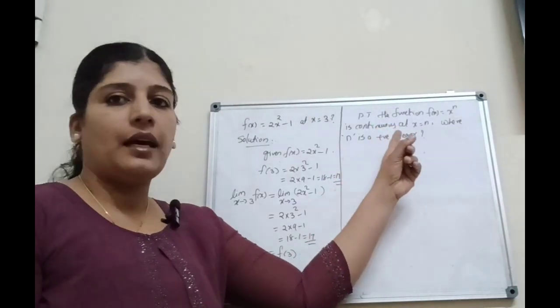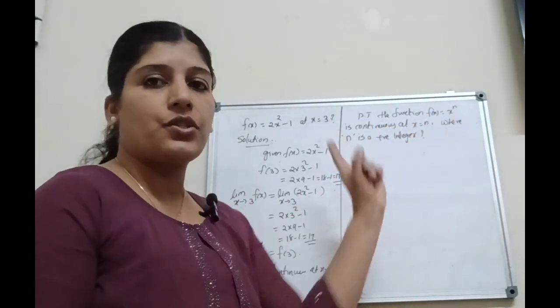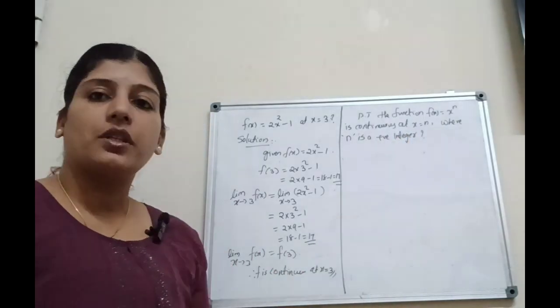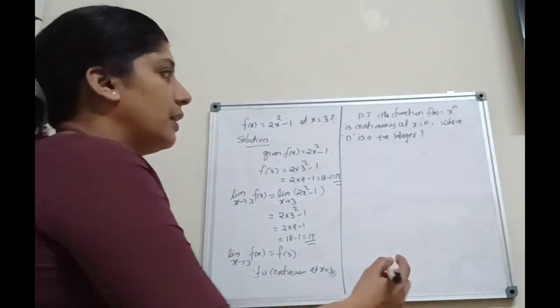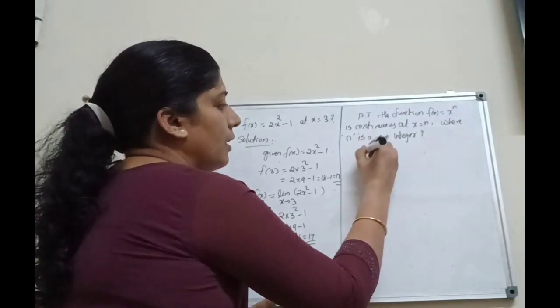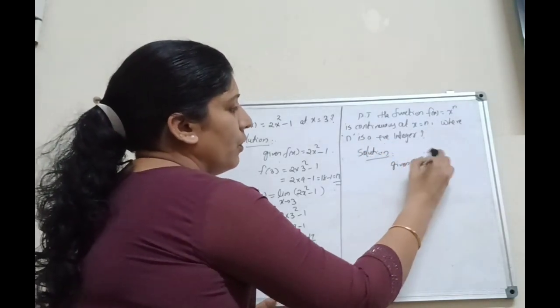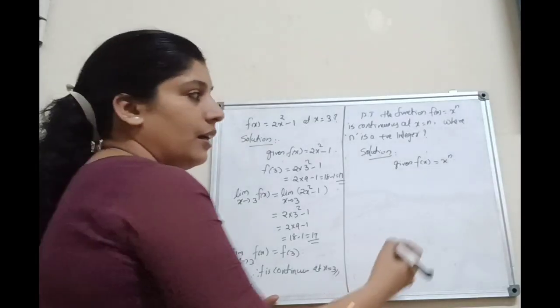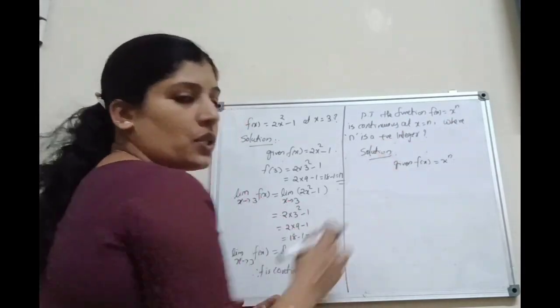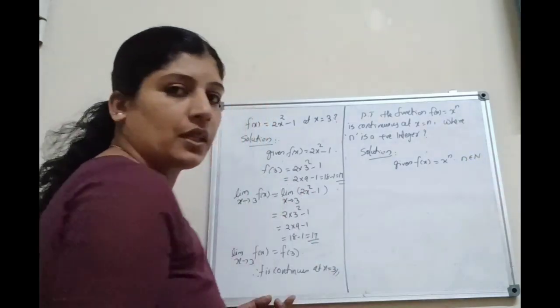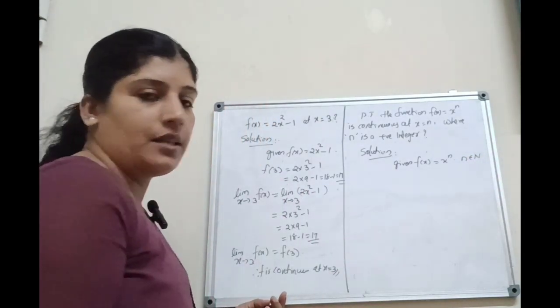Next question: prove that the function f of x equal to x raised to n is continuous at x equal to n, where n is a positive integer. Here the given function is f of x equal to x raised to n. One condition is given: n is a positive integer. That means n belongs to the natural number system. n is always a positive integer.